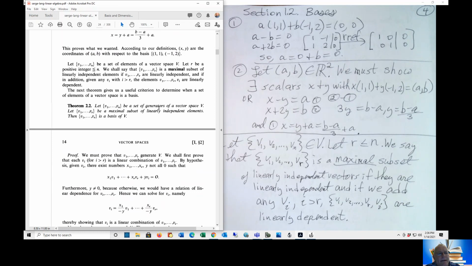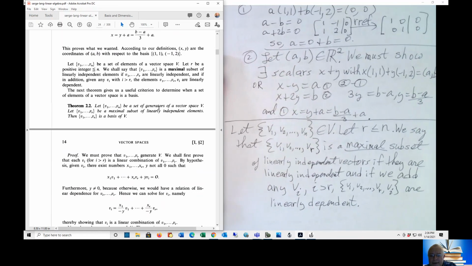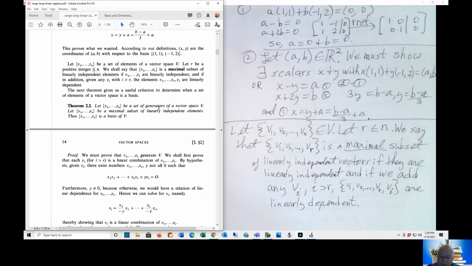Now, if we have a set of n vectors, v1, v2, through v sub n, in our vector space V, let r be a non-negative integer less than or equal to n. And then take a subset of that set of n vectors, v1, v2 through v sub r. We say that that subset is a maximal subset of linearly independent vectors if two things are true.